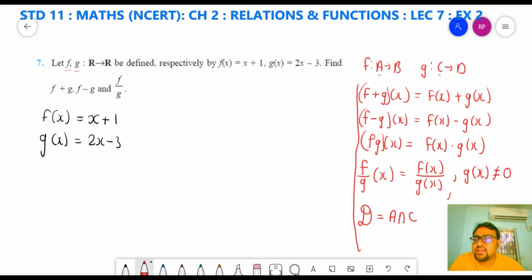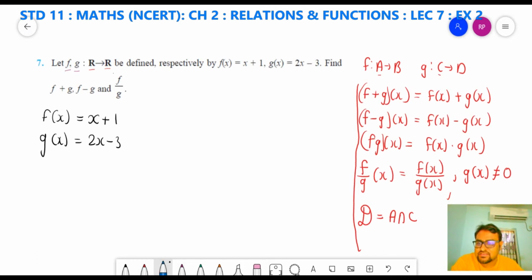Now here in this case it is given R to R. That means the domain of f is R and the domain of g is also R. So R intersection R will be R. So for all these mathematical operations on the functions, the domain will be R.